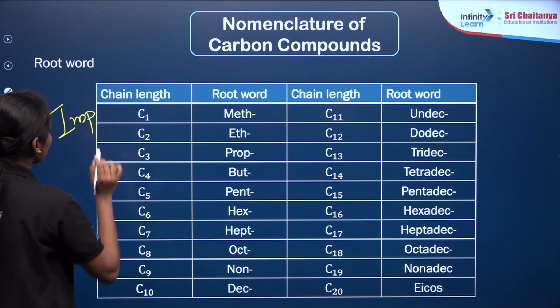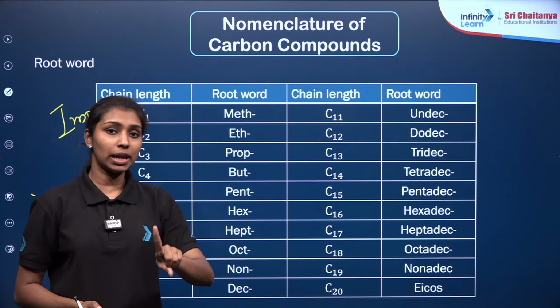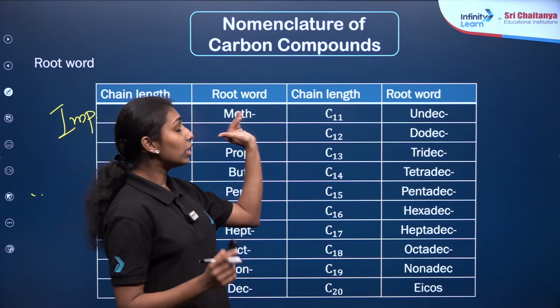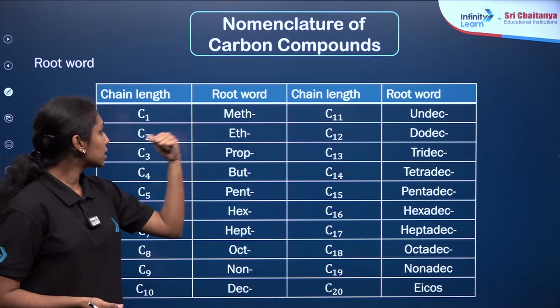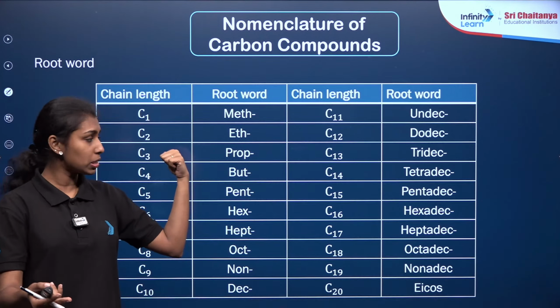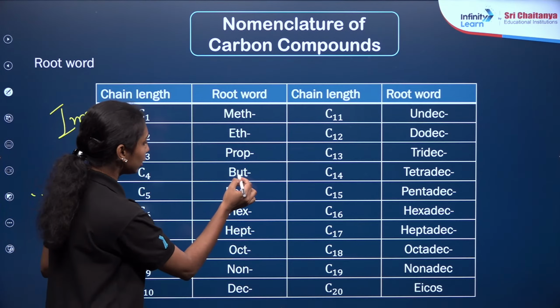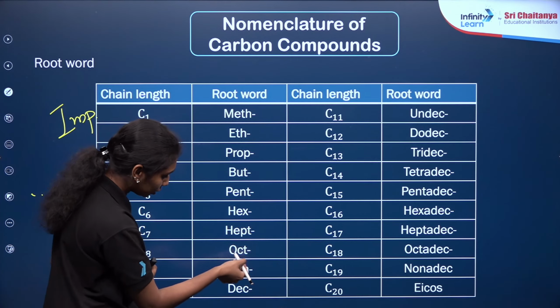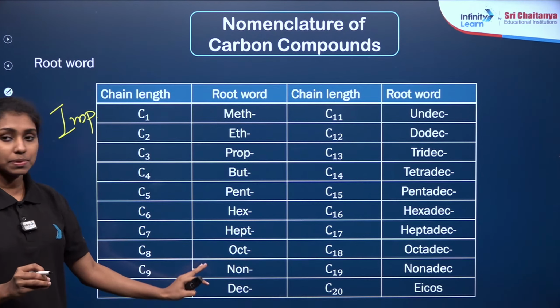If any organic compound contains only one carbon atom, we can give the root name as meth. Meth stands for 1 carbon. Similarly, for 2 carbon atoms, it will be eth. Then for 3 it is prop, for 4 it will be but, then pent, hex, hept, oct, non, dec. These are the root words for the number of carbon atoms.